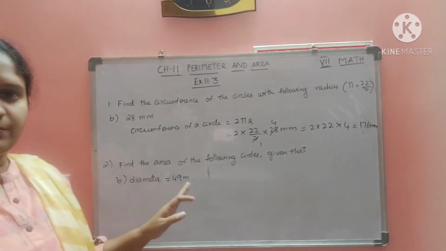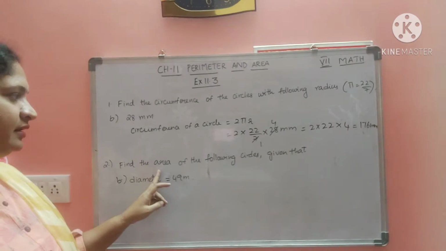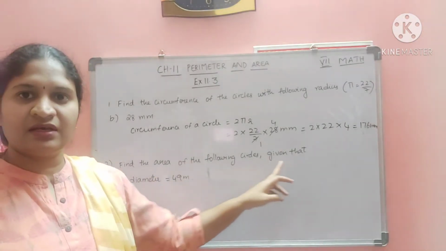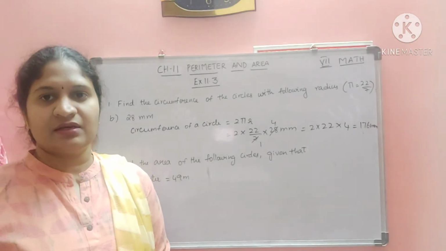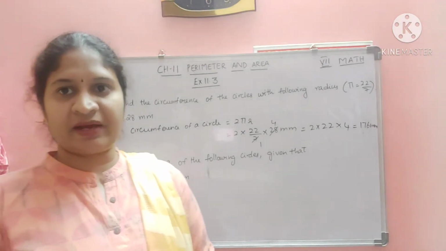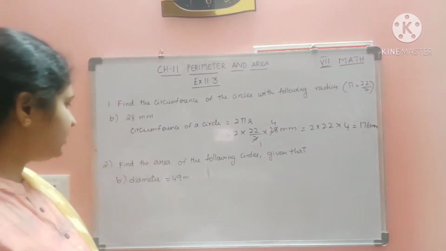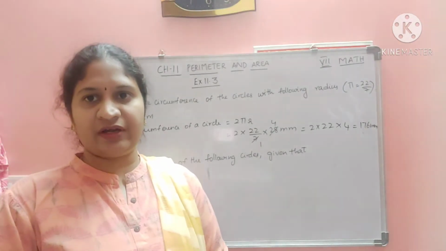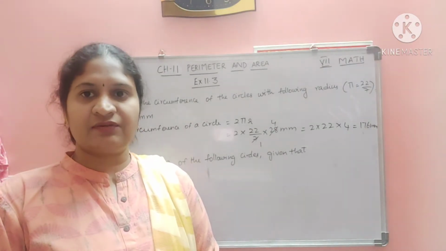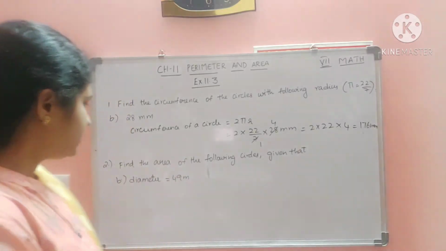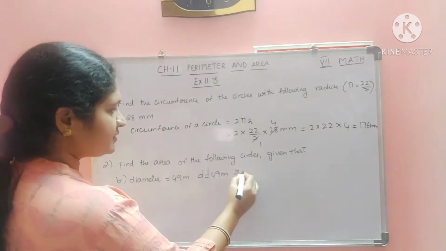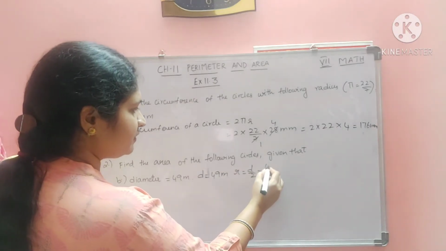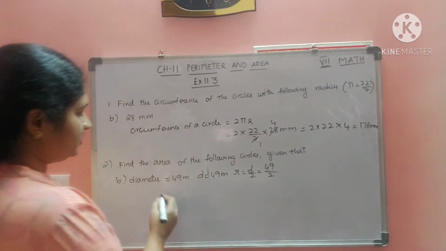Coming to second problem, children. Here they are asking find the area of the following circles given that the diameter is 49 meters. Area of a circle is pi r square. Here they have given the diameter, so you have to find out the radius there. R is equal to d by 2. Okay. So diameter d is equal to 49 meters. So r is equal to d by 2, which is equal to 49 by 2.